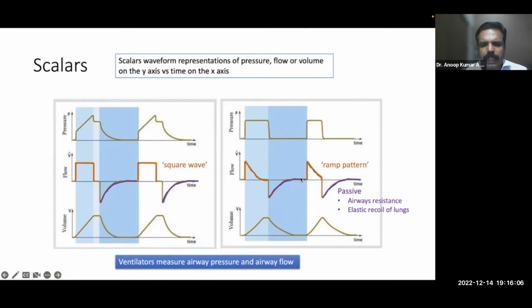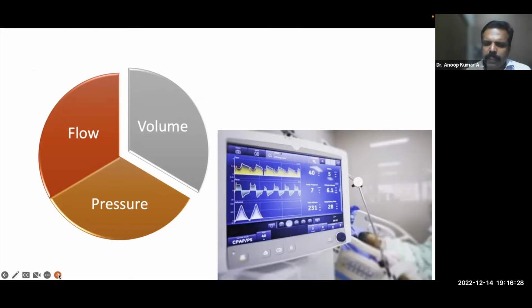As you can see, there is an active inspiration and there is a passive expiration. Here the expiration depends on the airway resistance and also the elastic recoil of the lung, and obviously the expiratory effort also contributes at this part. So these are the parameters which determine the different aspects.